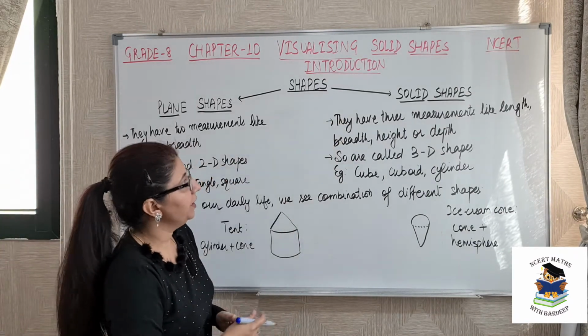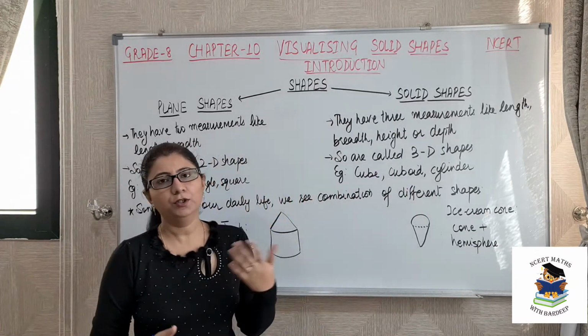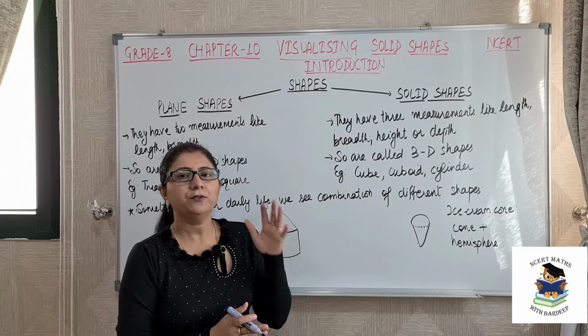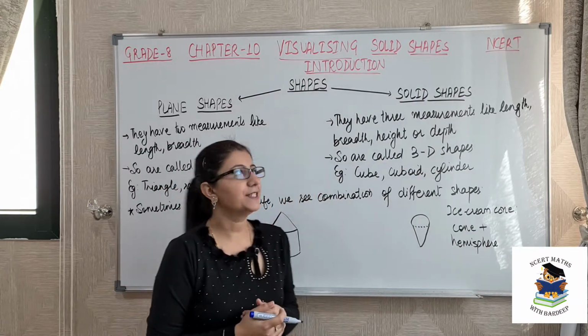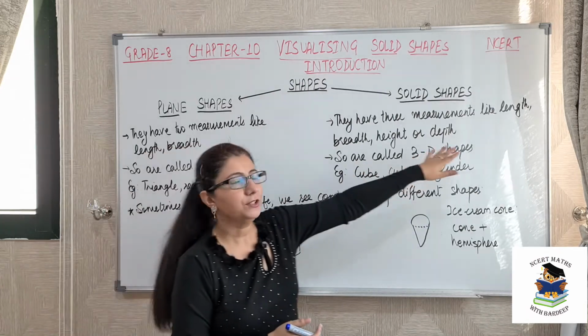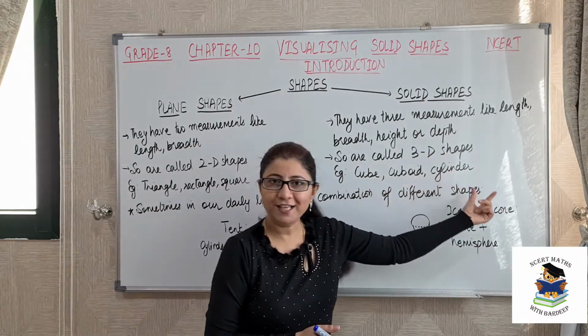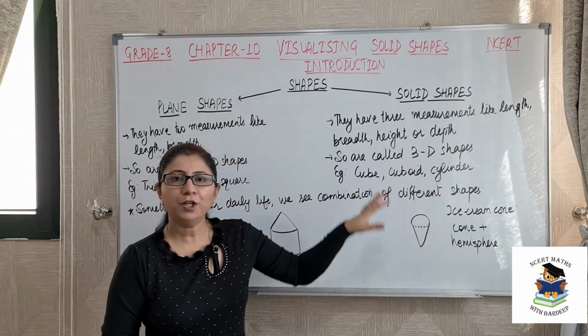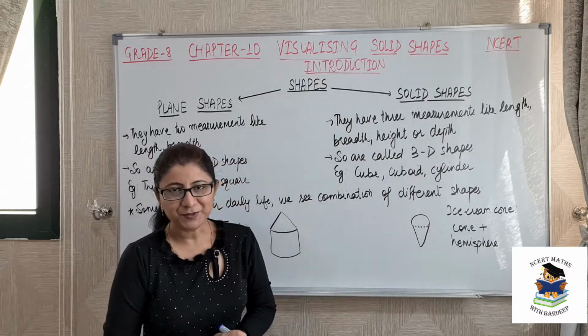Second is solid shapes. They have three measurements like length, width, height, or depth. So all those shapes which have three different measurements, that is length, width, and height, are referred to as 3D shapes or three-dimensional shapes. For example, cube, cuboid, cylinder. Detailed information about these solid shapes is already covered in the chapter mensuration.